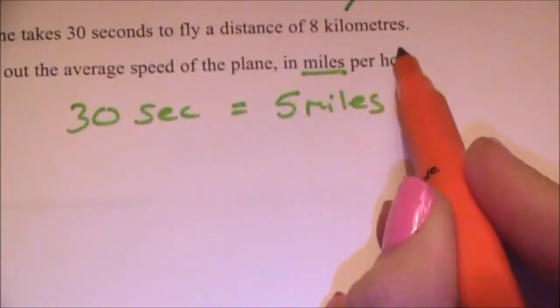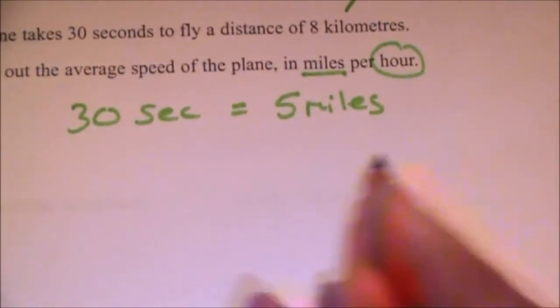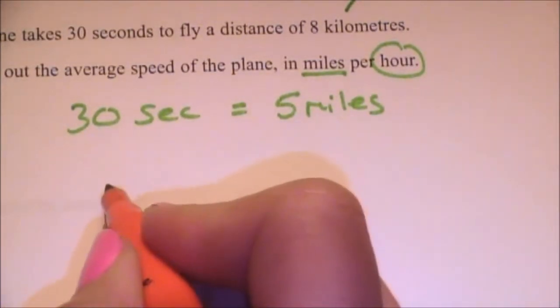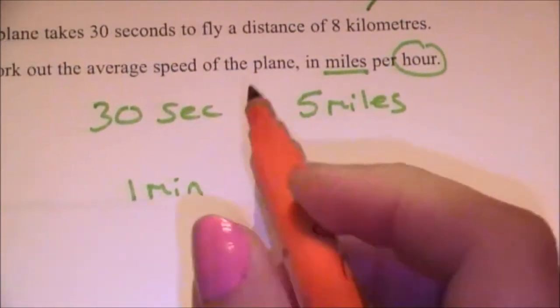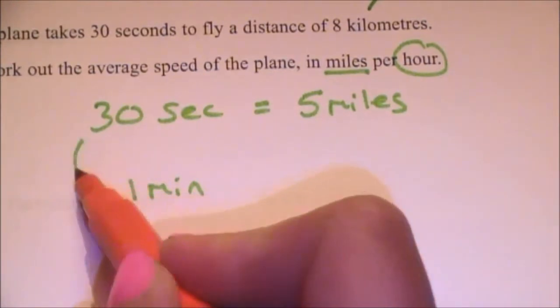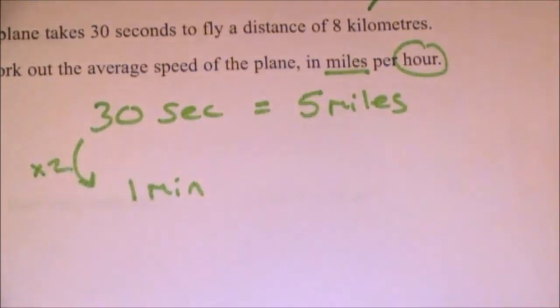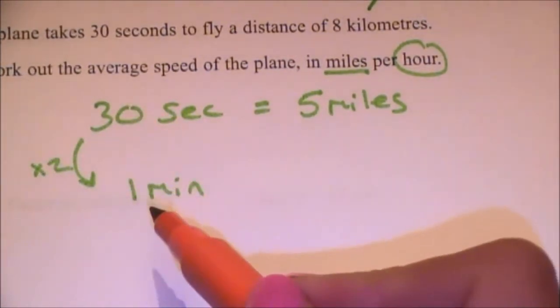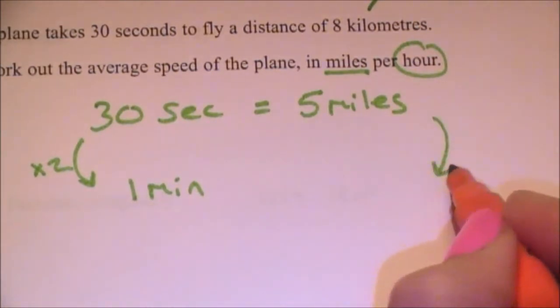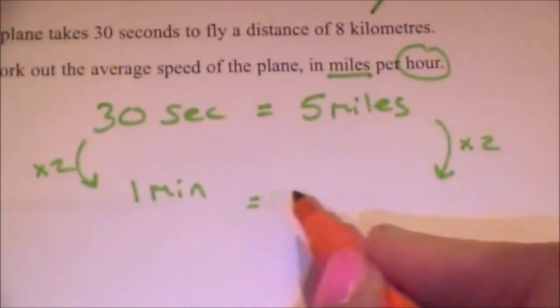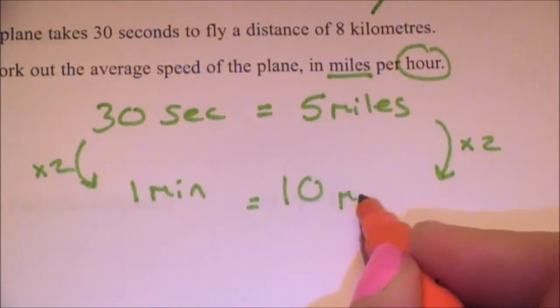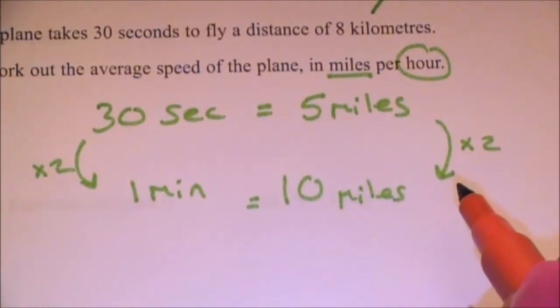I need to somehow get up to hours. So the easiest thing for me to do is to get to 1 minute. And to get from 30 seconds to 1 minute, I times by 2, because a minute is 60 seconds. So on this side, I also times by 2. So in 1 minute, I travel 10 miles.